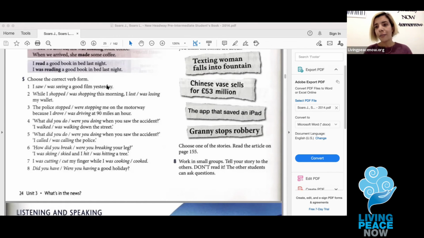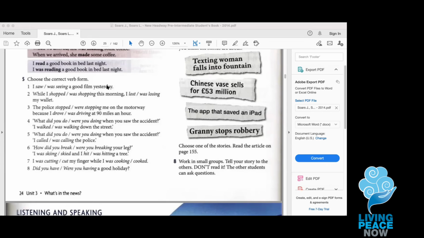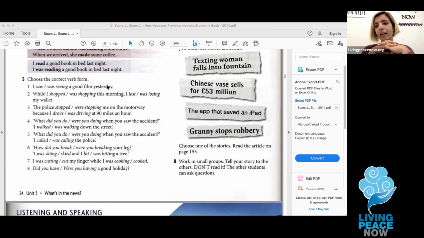So he was skiing and he hit his leg. Number 7, I was cutting, or I cut my finger while I was cooking, or I cooked. I cut my finger while I was cooking. Correct. Yes, I cut my finger while I was cooking.